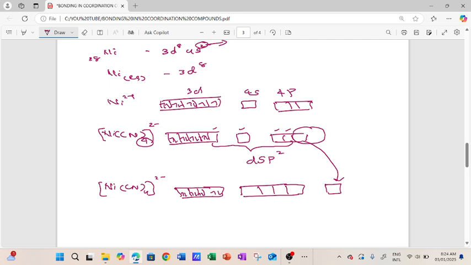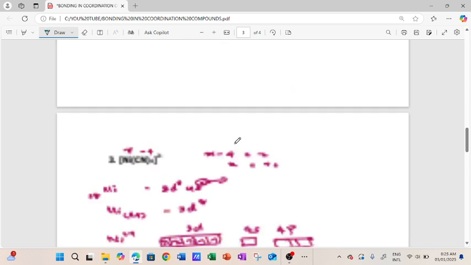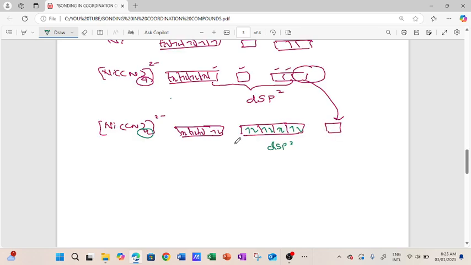So we can write the geometry here, which is square planar. And the magnetic behavior: there is no unpaired electron, so it's diamagnetic.